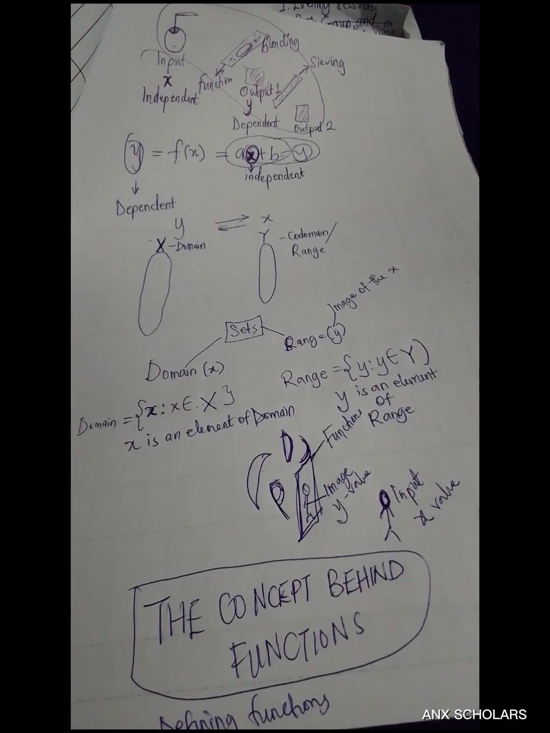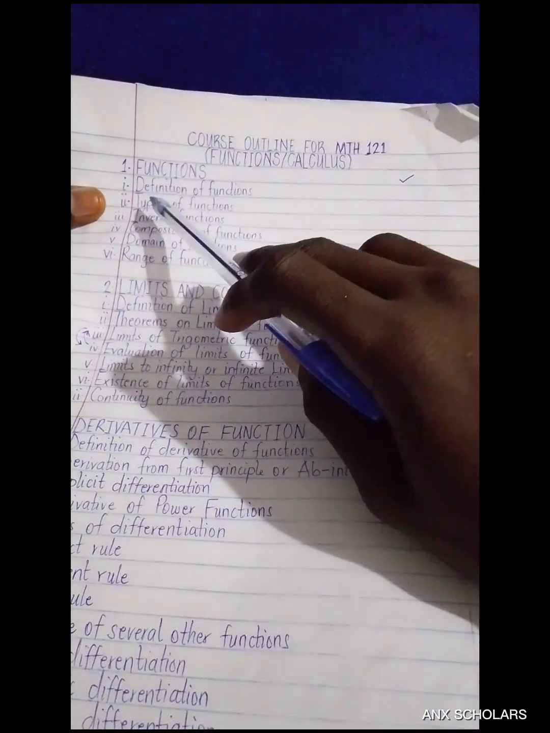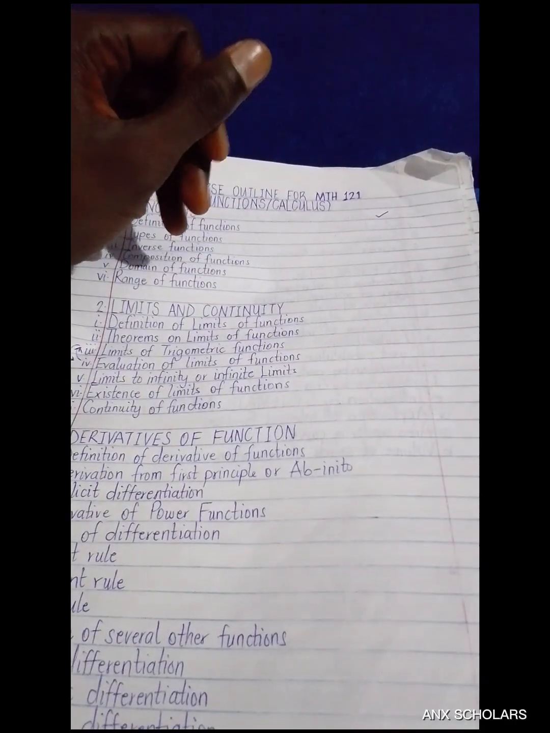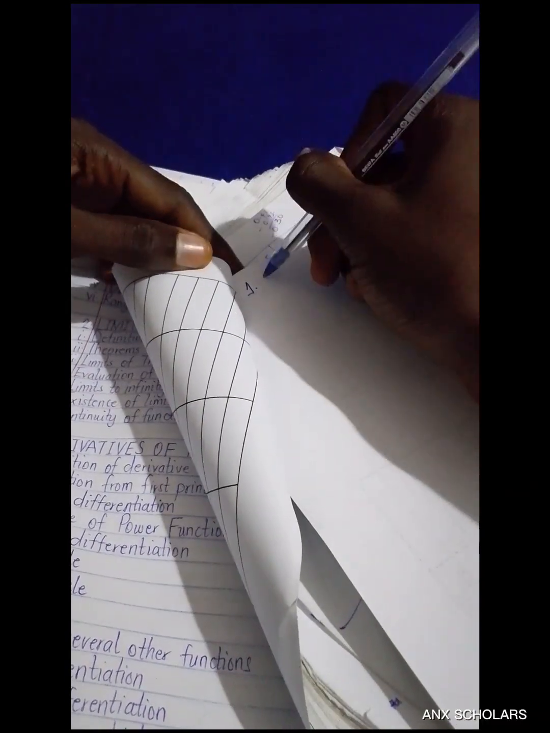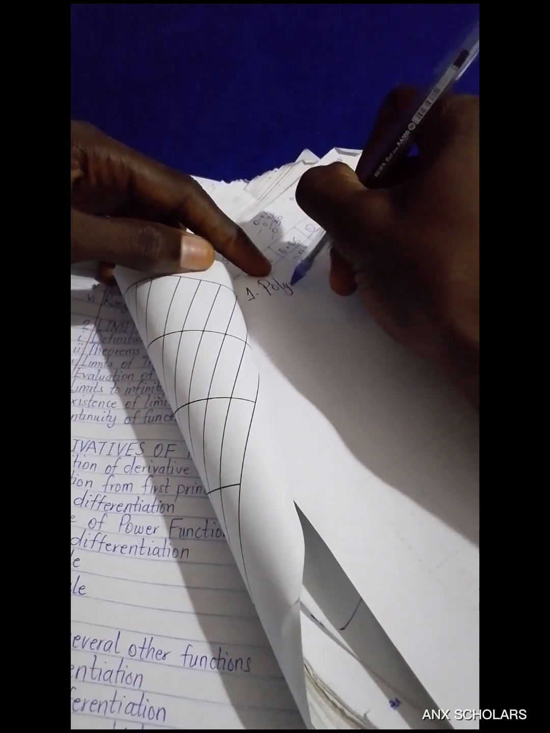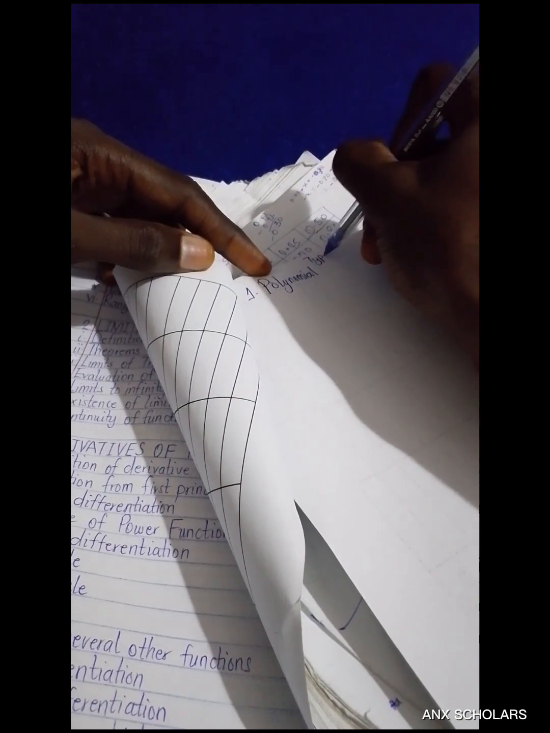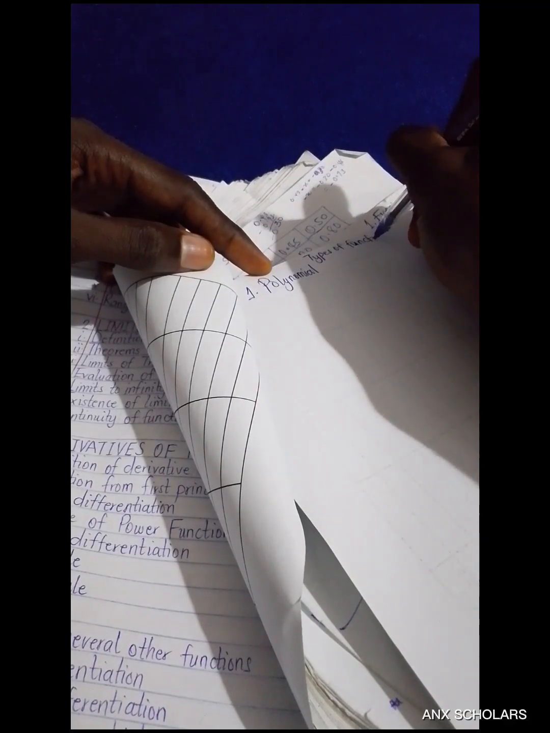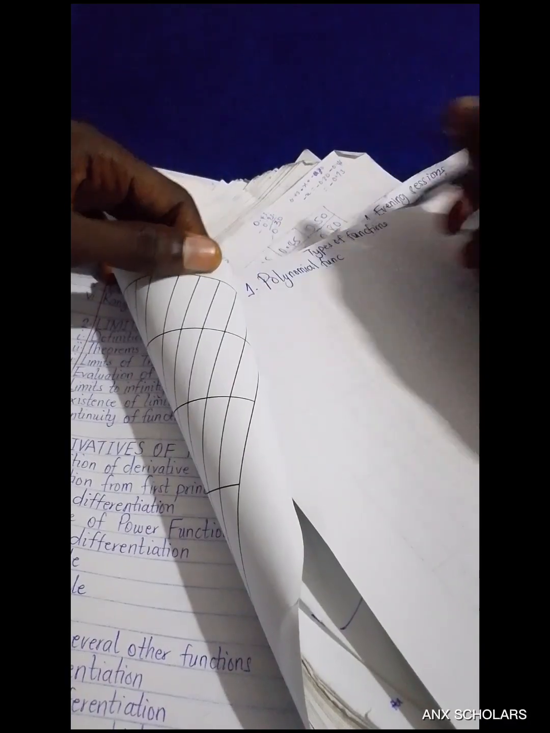Okay, so we move on to the next phase, which is types of functions. So basically, how many types of functions do we have? Okay, we have the polynomial function.